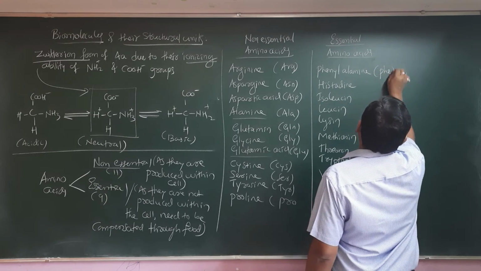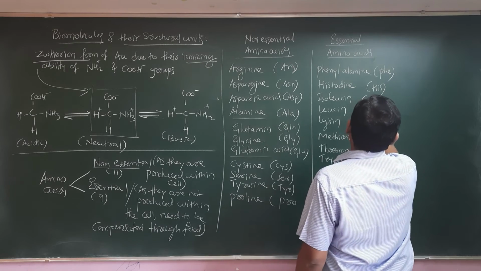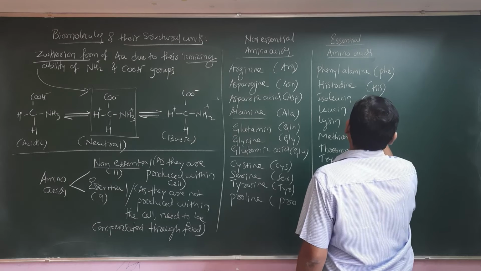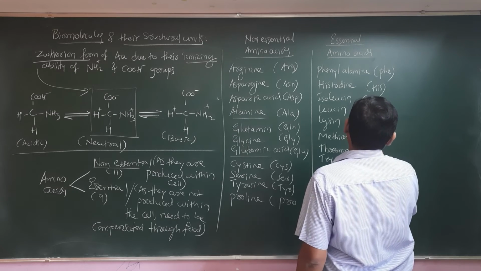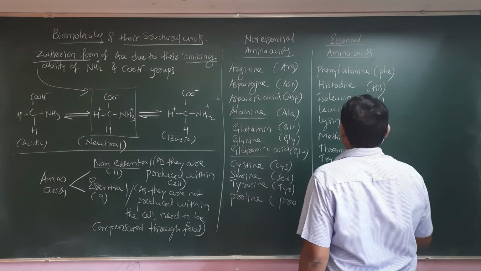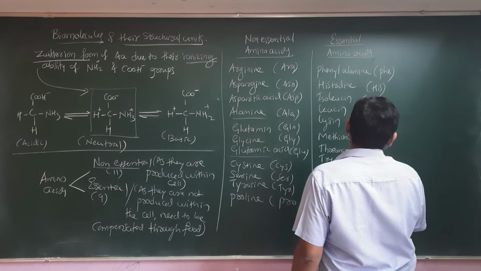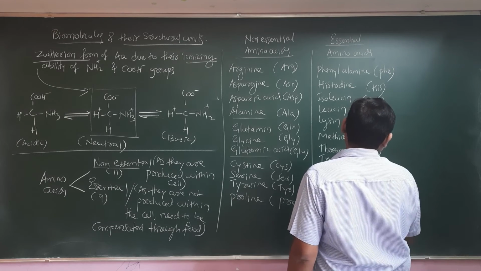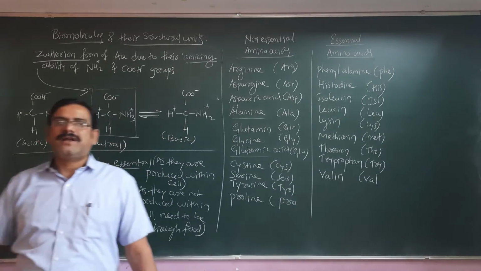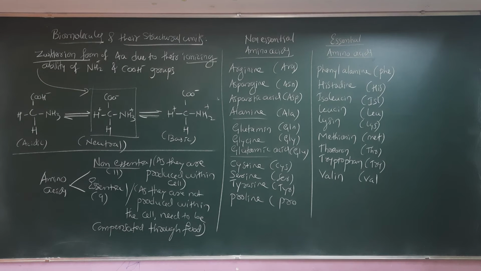Phenylalanine is denoted as PHE, histidine HIS, then isoleucine ISL, leucine LEU, lysine LYS, methionine MET, threonine THR, tryptophan TRY, valine VAL. So these are the names of 20 amino acids you need to remember, and the abbreviations also.